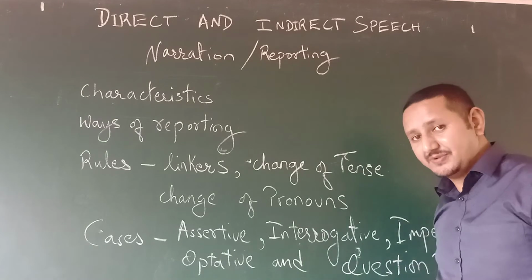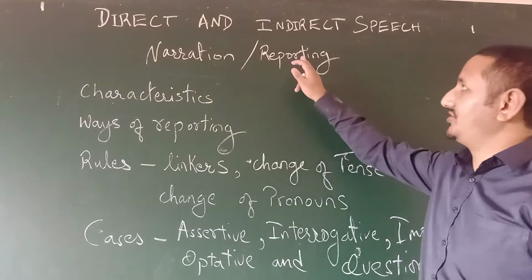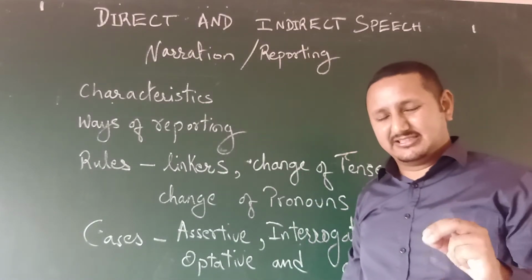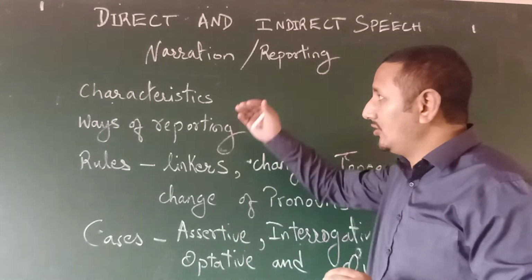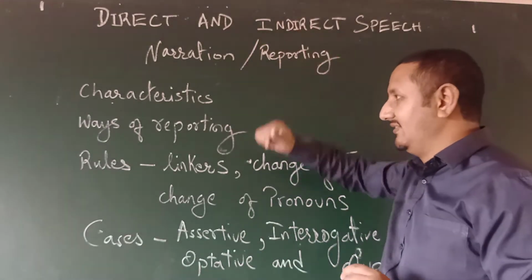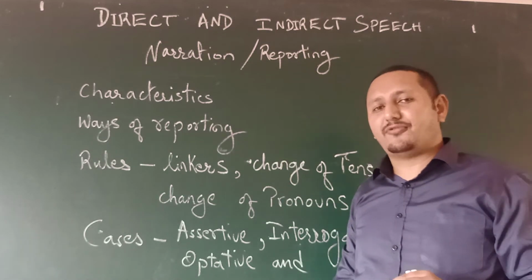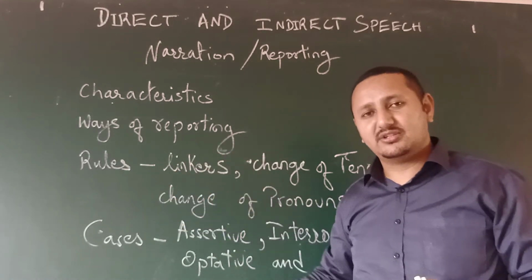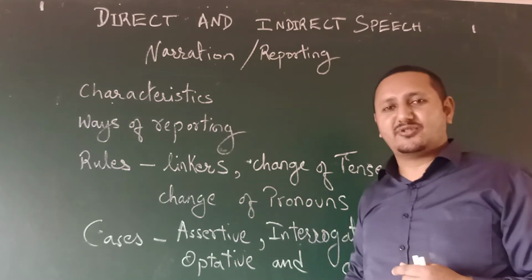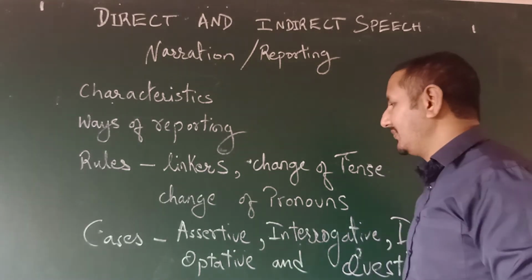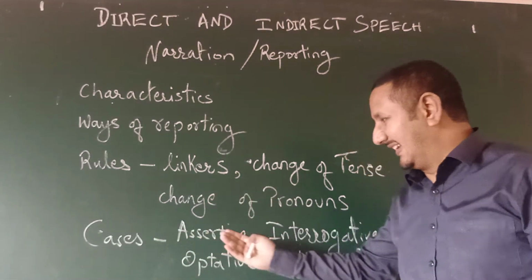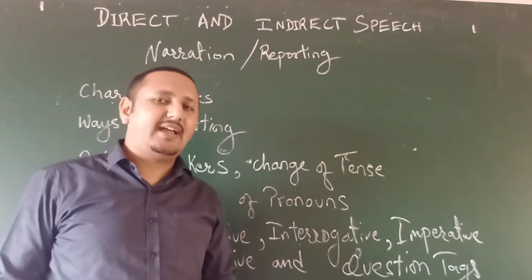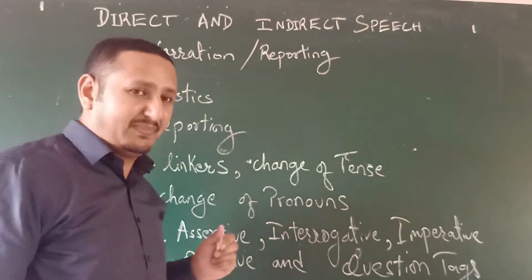Direct and indirect speech is also called narration or reporting. So what are the things that we are going to look into in this chapter? We are going to look into the characteristic features of both direct and indirect speech. We are going to learn the different ways of reporting. We are going to use the rules. Therefore, we are going to learn the rules of changing from direct to indirect speech or vice versa. We will deal with different cases such as assertive, interrogative sentences, imperative, optative and question tags. So let us go to the first basic thing here.